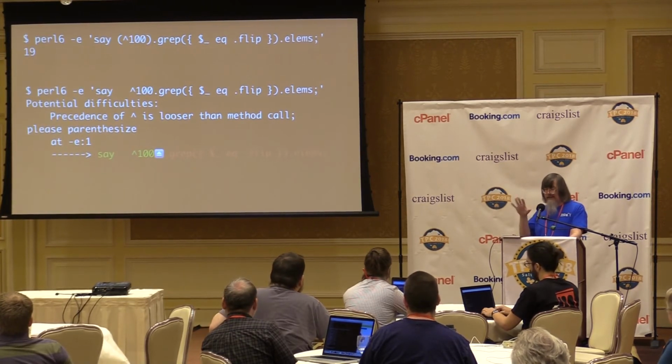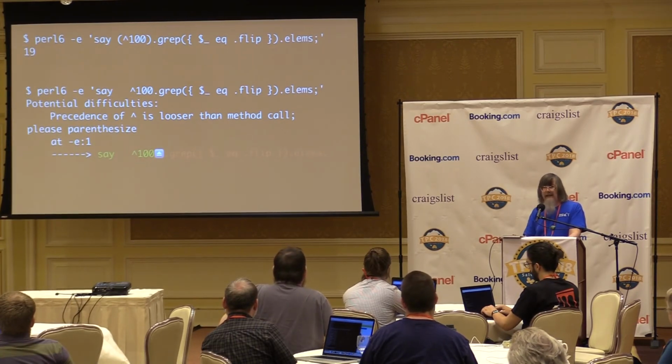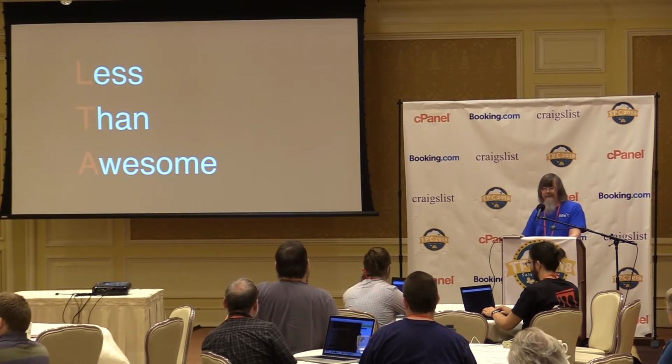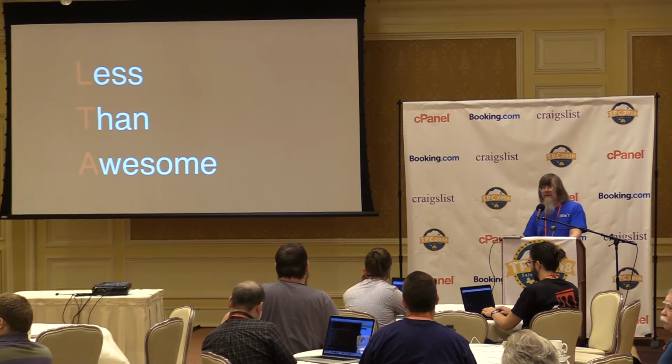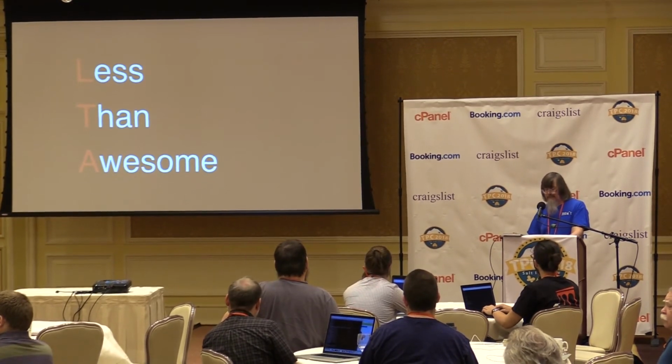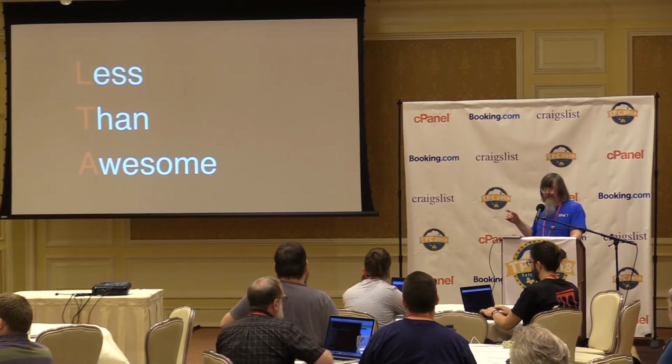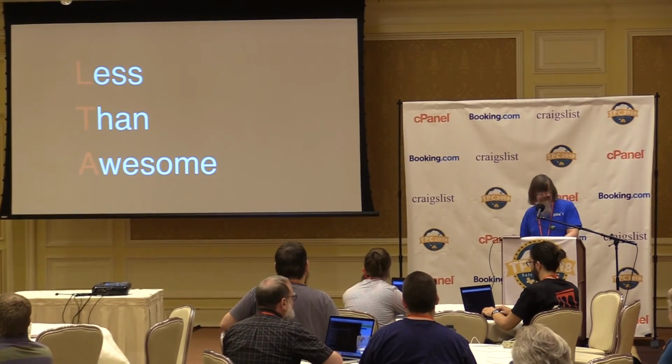The dev team has a ticket category for error messages that need work. LTA, less than awesome. If an error message is less than awesome, someone needs to make it awesome. They take it seriously, and that benefits every user. And it's Perl's new parser that gives us enough information to do that.